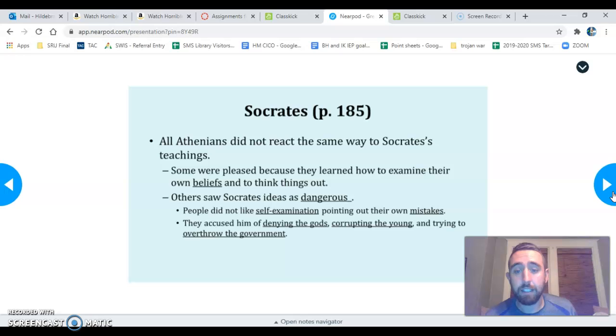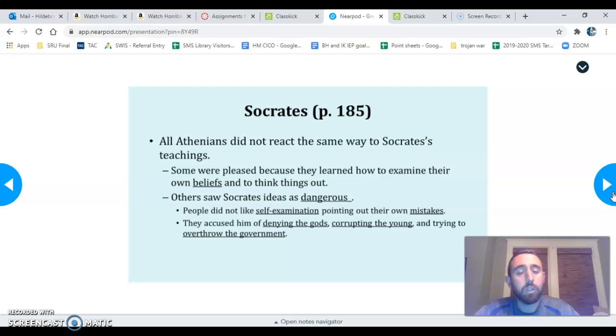Not all Athenians liked him. Some did. He had a lot of students, and a lot of people did like what he said, but there were also a lot of people who didn't like him because he asked uncomfortable questions. He made them think about their own beliefs. He challenged them sometimes. Some people thought he was dangerous. Some people just didn't like thinking that hard. They didn't like thinking about themselves, examining their own mistakes, trying to learn. They'd rather just be ignorant and keep making mistakes.